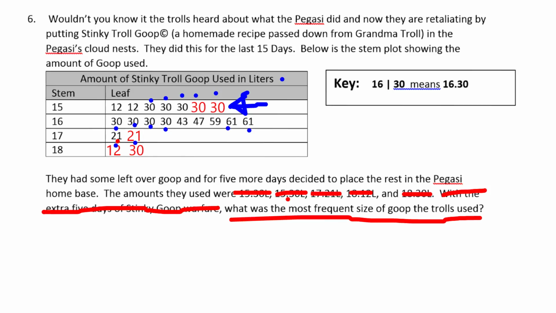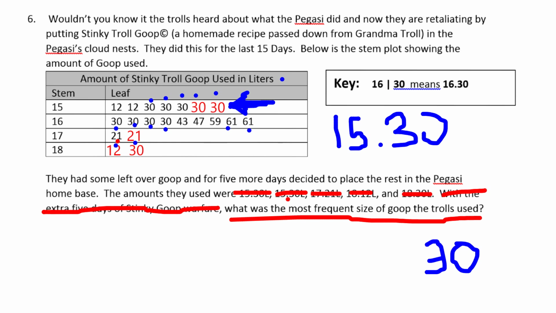So just so you know, an answer on the test or on tests will be 30, because they want to see if you're paying attention. But 30 is not the answer, because each of these 30s here represent 15.30. Don't forget this stem in this column here. You don't want to forget that, because that makes it the wrong answer.